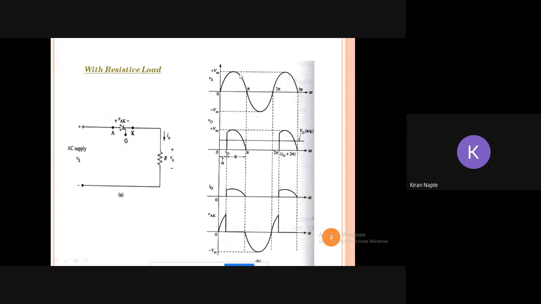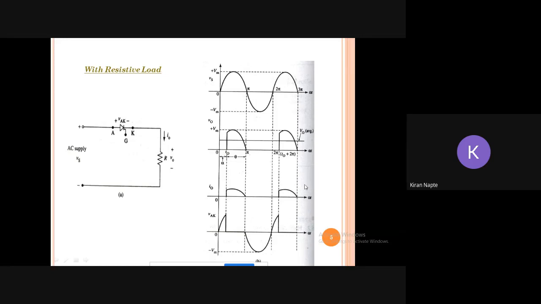This is the positive half cycle, and you can observe here we are getting output voltage for the positive half cycle. Now this is alpha, the firing angle, and this firing angle initiates the turn-on process of the SCR. Theta will be the total conduction of this SCR, right? And the value of alpha will be from 0 to pi, that is from 0 to 180 degrees.